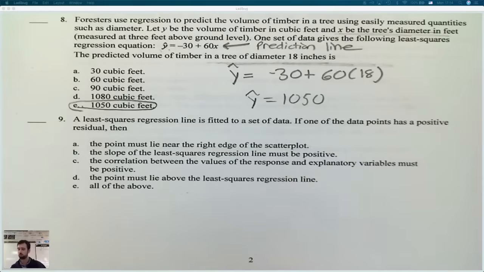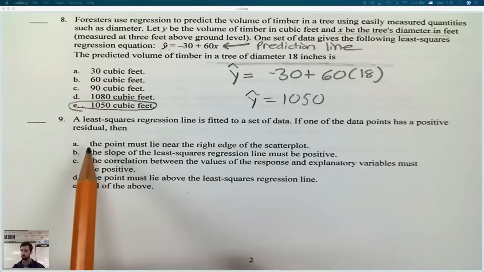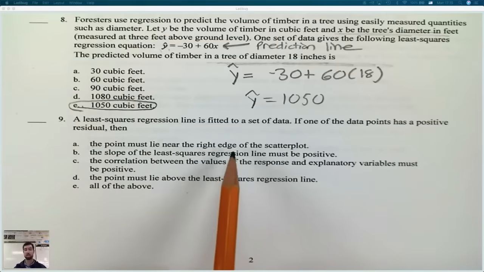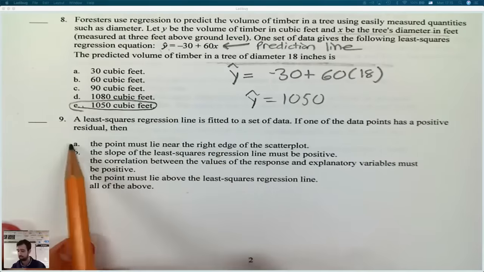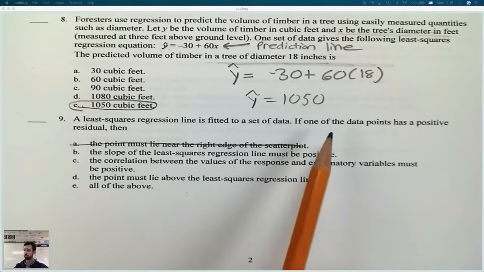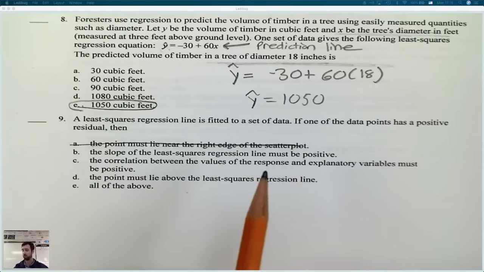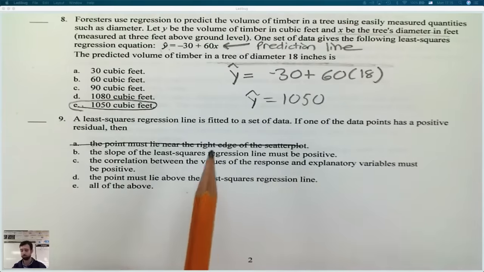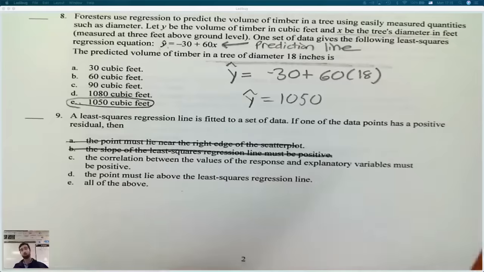Number 9, a least squares regression line is fitted to a set of data. If one of the data points has a positive residual, then the point must lie near the right edge of the scatter plot. That's not necessarily true. The slope of the least squares regression line must be positive. Nope. You can have positive residuals for a negative slope. The correlation between values of the response and explanatory variables must be positive. Again, that's not true. That's essentially saying the same thing as B.